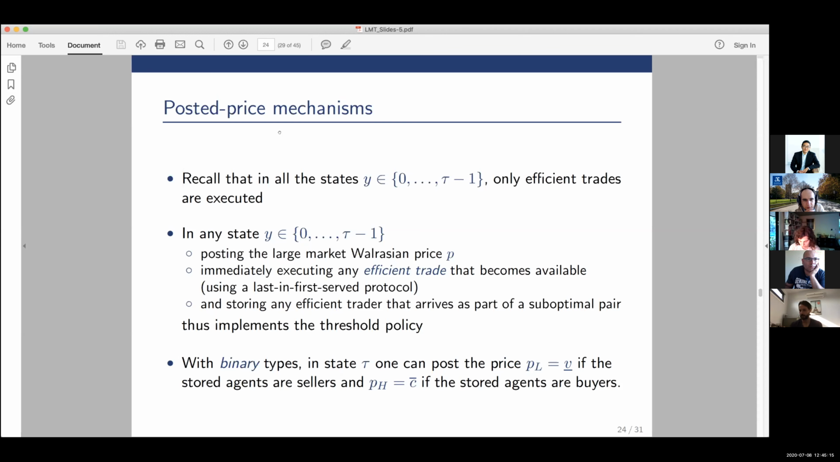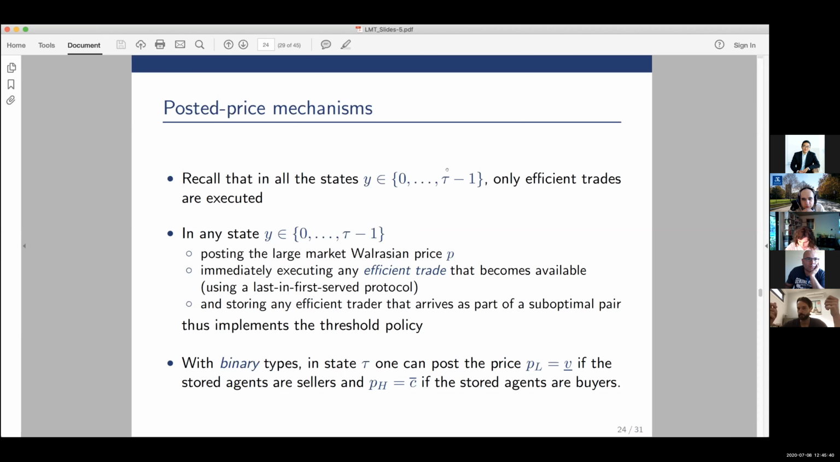So if the order book is empty, you only execute an efficient trade, otherwise you store or reject the arriving traders. And in any of the other states, you only execute an efficient trade. And so that means that in all of these states, y less than tau, you can just post the valuation price, right?